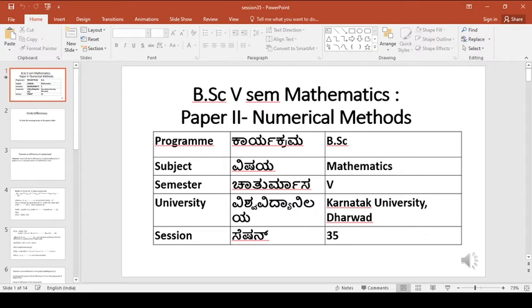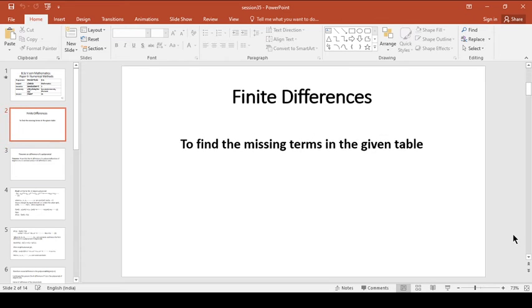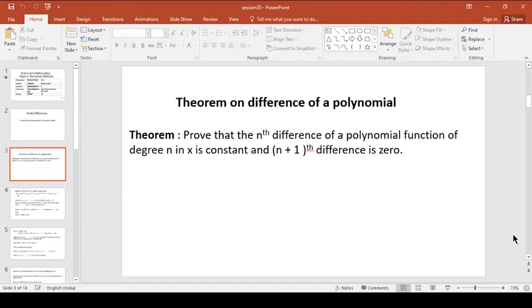Here in this video, we are going to have a discussion on BSc 5th Sem Paper 2 Numerical Methods, and this is the 5th session in this topic, finite difference. And here we are going to study how to find the missing terms in the given table. And for this one, we are going to use this theorem.